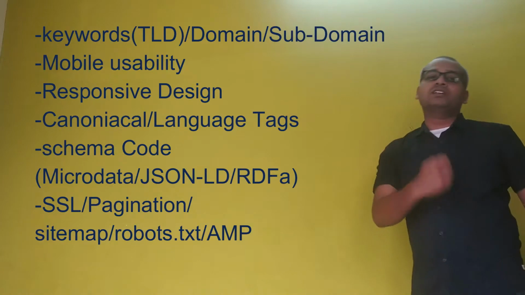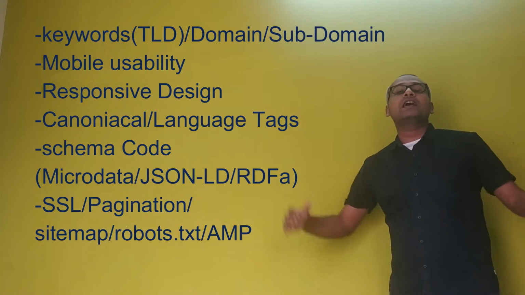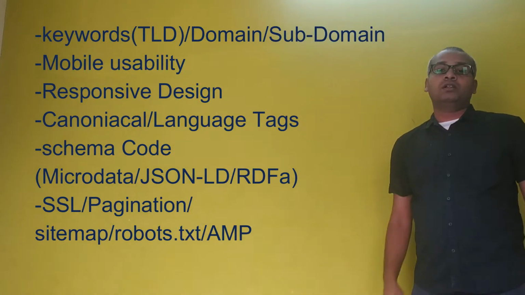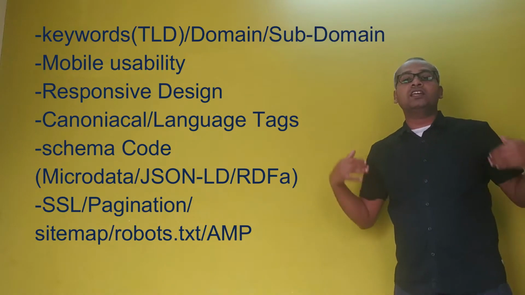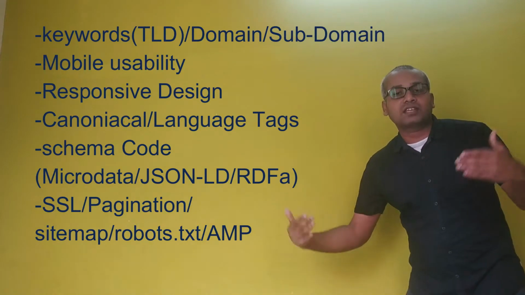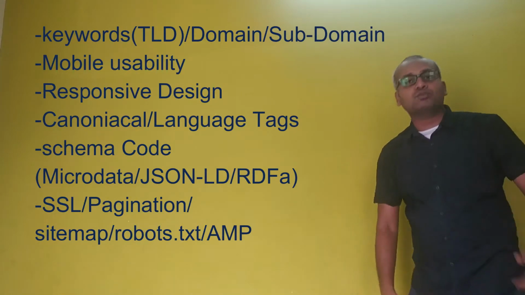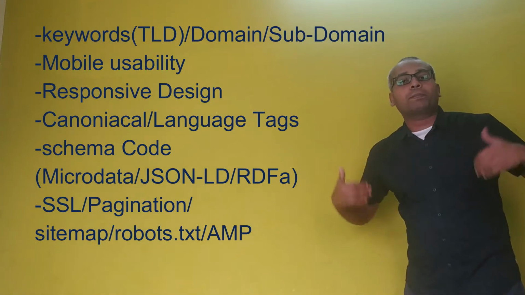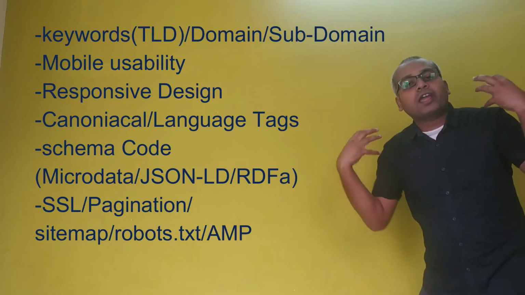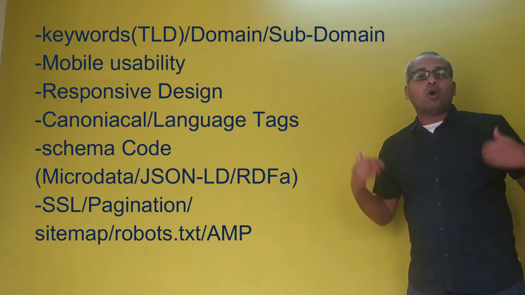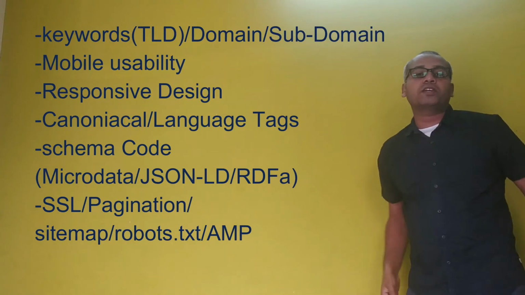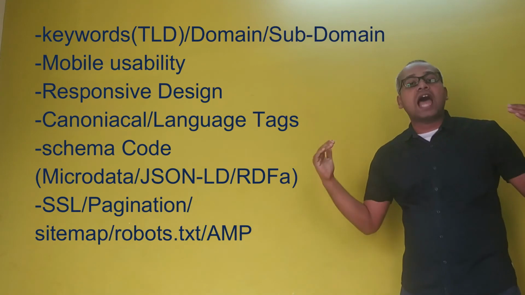And one of the major technical on-page SEO is implementing schema code, like microdata, JSON-LD. These are the code with which we can implement schema, like breadcrumbs, product review schema, sitelinks search box, social profiles, corporate contact, social logo, local business, article, job posting, occupation. These are all the schemas that can be implemented.